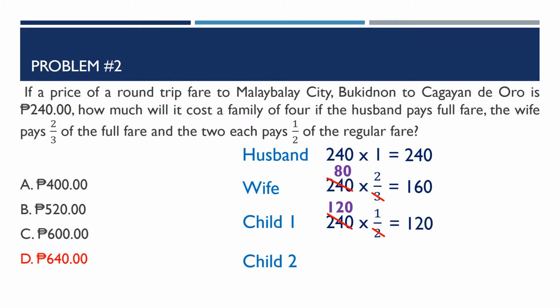So how do you get 120? The one with the violet, we divide 240 by 2, because that's the one we cancel. And then the same thing with the second child, it's the same solution. So all in all, we're gonna add it, it's 640 pesos, and that's the answer.